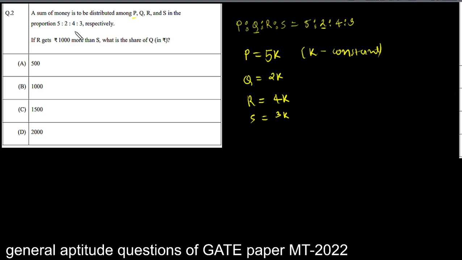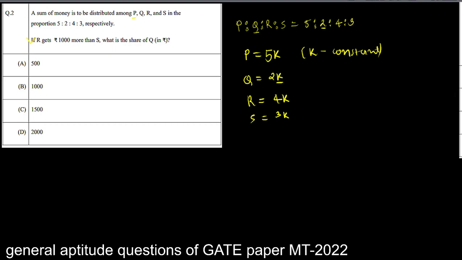Now we have one condition: R gets 1000 more than S. This condition is given to us to find the constant K, because they are asking for the total amount of money, or share, that person Q will get. To find it, we must know the value of this constant K. We can find the value of K with the help of this statement.